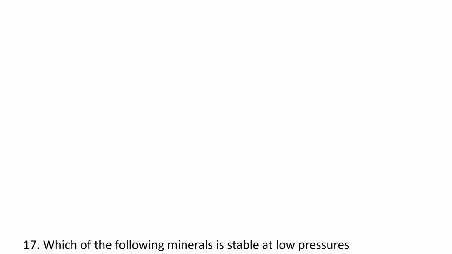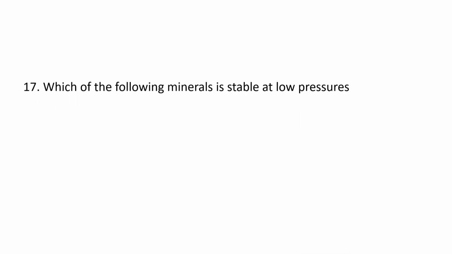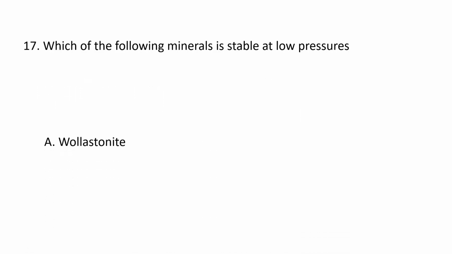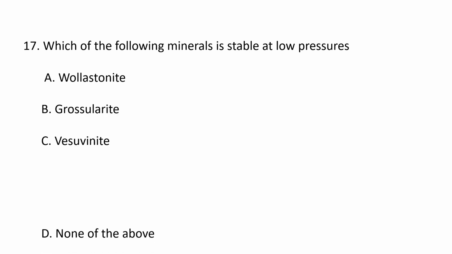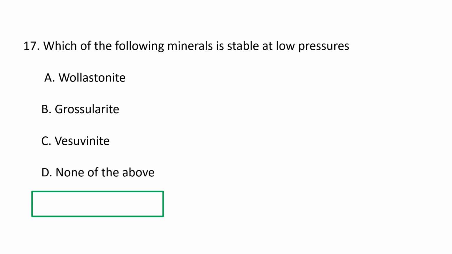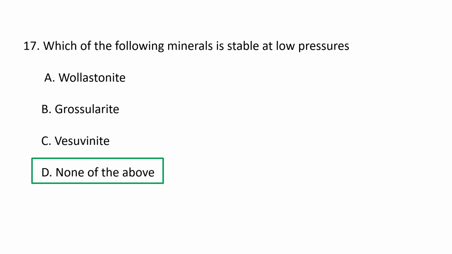Next question. Which of the following minerals is stable at low pressures? A. wollastonite, B. grossular, C. vesuvianite, and D. none of the above. So the mineral which is stable at low pressures is not A or B or C. So it's none of the above. Wollastonite, grossular and vesuvianite are not stable at low pressures.